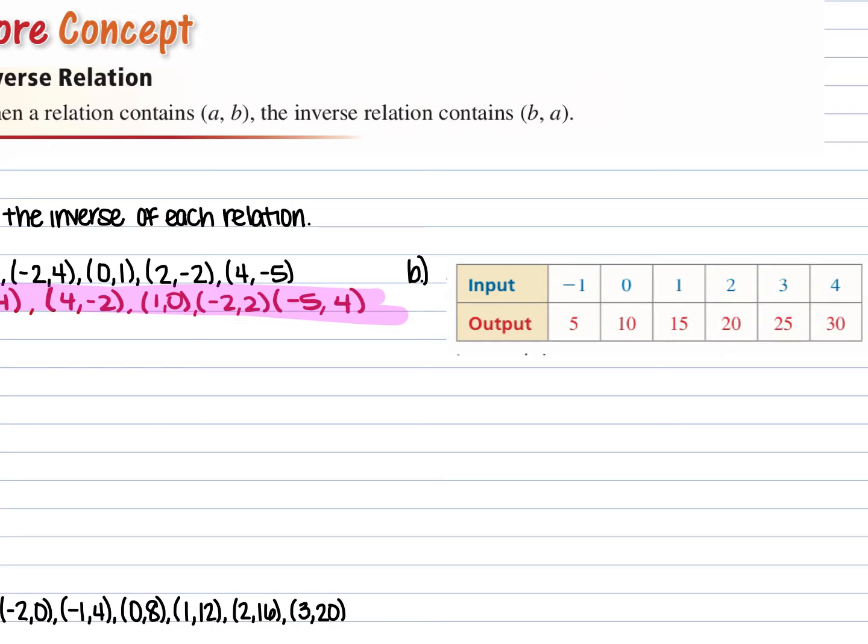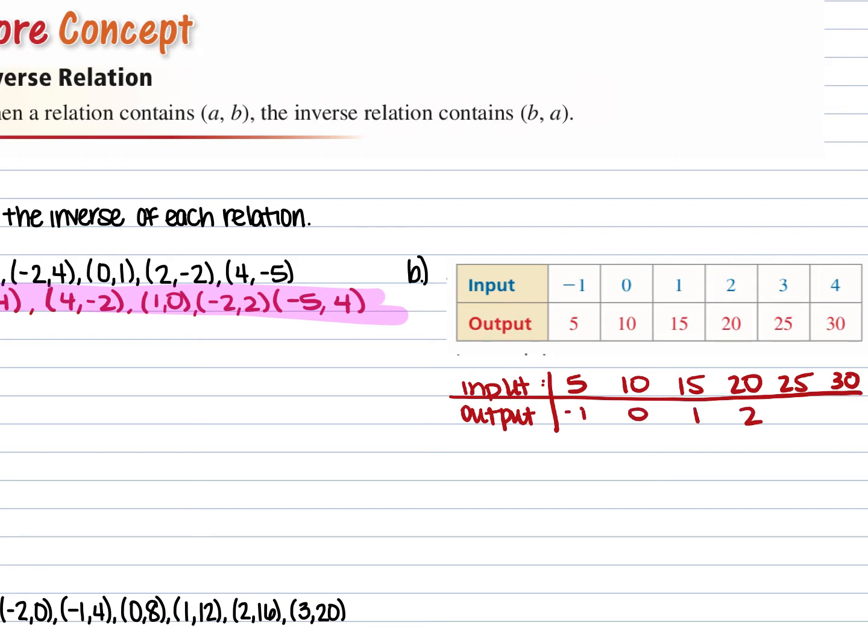For example B, we are given an input and output table. In order to find the inverse of this relation, we again are just going to switch your input and your output. So you can keep the input up top, you can keep the output on the bottom. Instead, you are just going to have your input be 5, 10, 15, 20, 25, and 30. For your output, you're going to have -1, 0, 1, 2, 3, and 4.